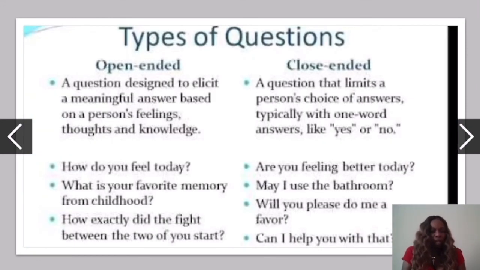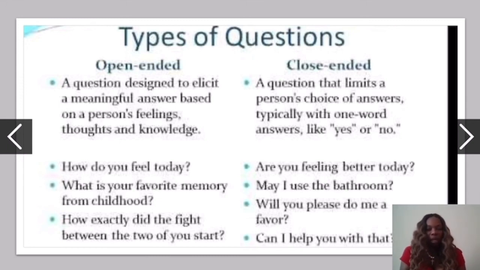A question designed to elicit a meaningful answer based on a person's feelings, thoughts, and knowledge is going to be an open-ended question. How do you feel today is an example. What is your favorite memory from childhood is another example of an open-ended question. It can't be simply answered with yes or no. Another example is how exactly did the fight between the two of you start? So these are examples of questions that will require the person that you're communicating with to give you a more detailed response.